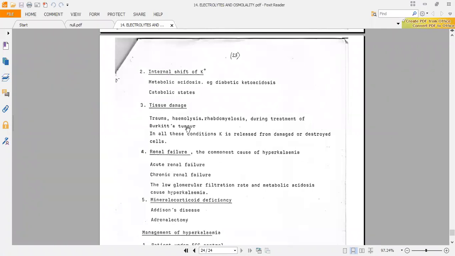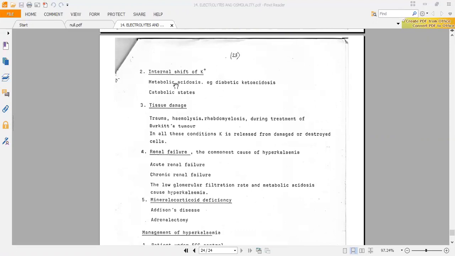Good. And also, as I said, if you have metabolic acidosis, you have a lot of acid in the blood, so you want to shift the acid into the cells. As you are shifting the acid into the cells, potassium will come out. Okay, so this is the internal shift mechanism. So this is for the clinical use unit.